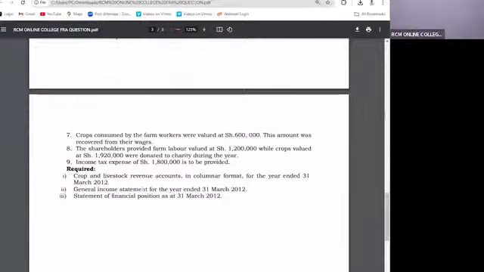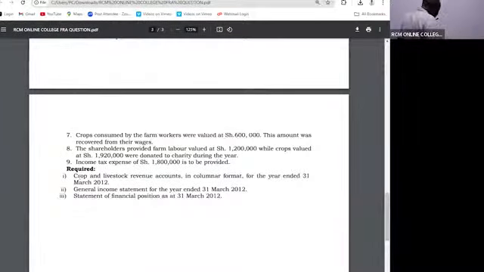And then later on, to take care of these indirect expenses, they want us to do a general income statement. And then number 3, we have a statement of financial position. So we shall do this straight away. Number 1, crop and livestock revenue accounts, in columnar format.